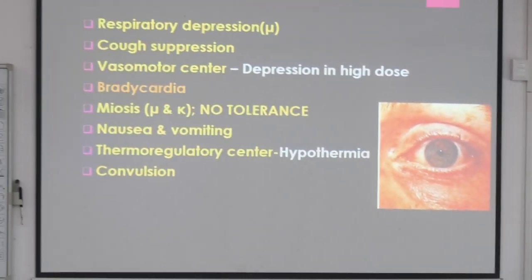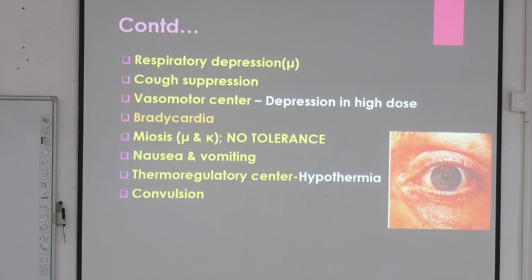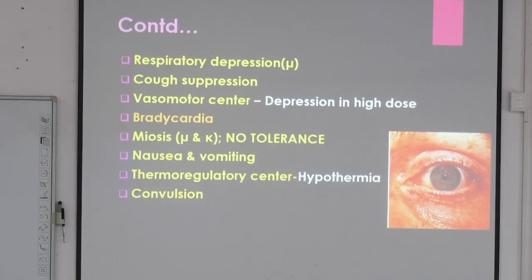What are the other central effects? Respiratory center depression. But in ordinary therapeutic dose, you won't find respiratory depression. It can be seen in higher dose, or in elderly people, or in infants. The respiratory center will be depressed. And if there is hypoxia, accumulation of carbon dioxide, what is the stimulus for it? It is the increase in ventilatory drive, that is the increase in respiration rate. That is being blunted by the morphine. So there will be respiratory depression.